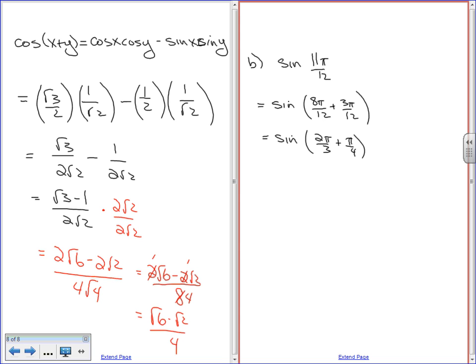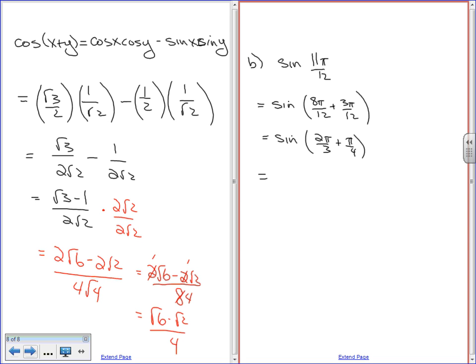Now, the most common mistake people are going to make on the first page is they're going to say, okay, this angle here is bigger than pi over 2 radians, or 90 degrees, so I want to use the related angle, and they just change this to pi over 3. You cannot do that until you've expanded out. You can't change these two angles until you've expanded it out.